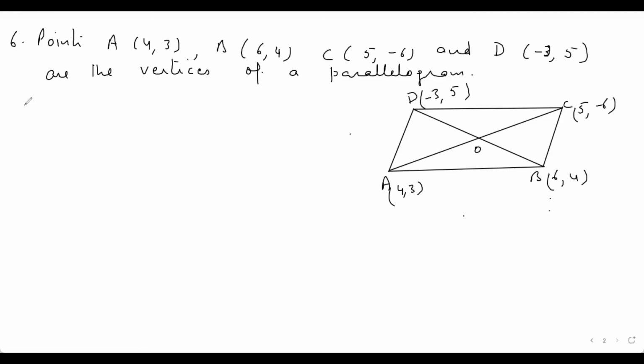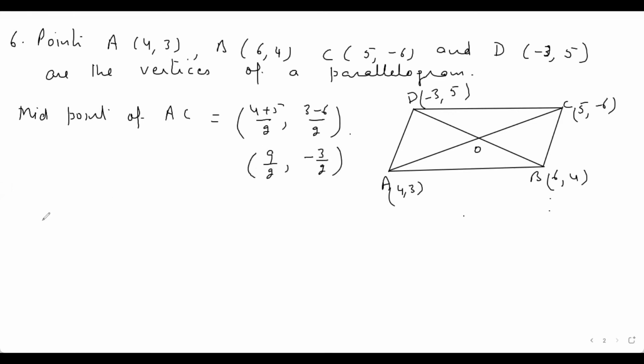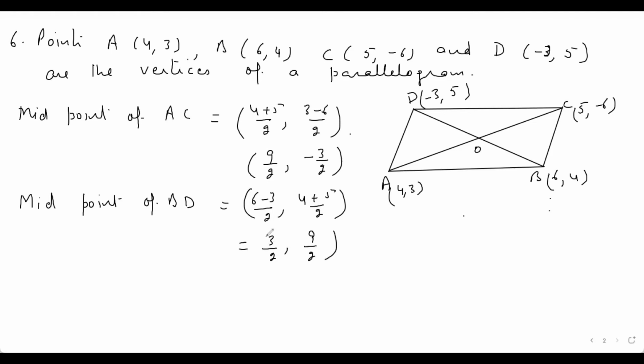Now midpoint of AC is ((4 plus 5) by 2, (3 minus 6) by 2). That is 9 by 2 and minus 3 by 2. And midpoint of BD is ((6 minus 3) by 2, (4 plus 5) by 2). That is 3 by 2 and 9 by 2.